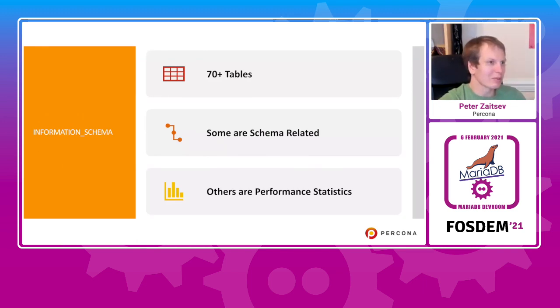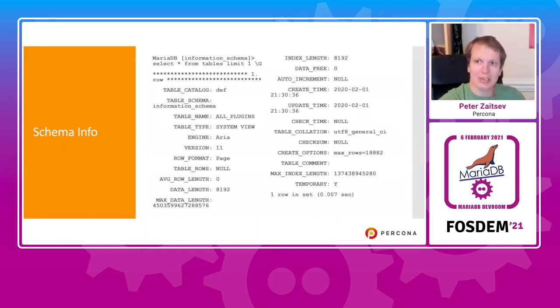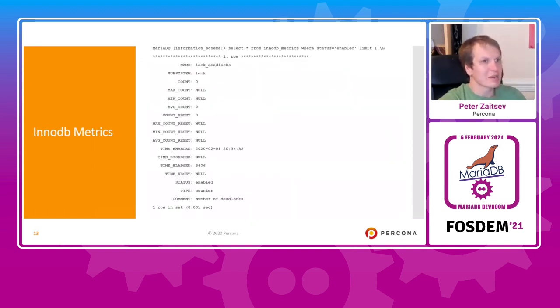Moving on to information schema. Information schema contains lots of tables, some of which are schema related and others are performance statistics. Here is an example of information about your schema. You can query the tables table and see information about your tables and views.